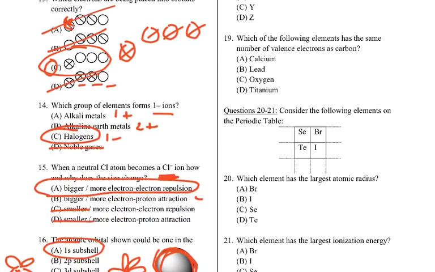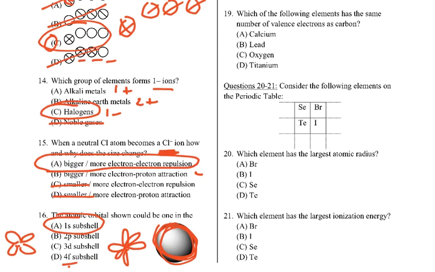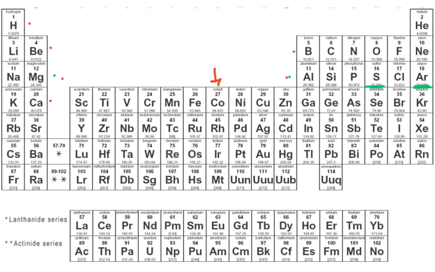19, which of the following elements has the same number of valence electrons as carbon? Okay, so that means we have to look at the periodic table, and we want somebody that's in the same row as carbon. And let's go back and look.